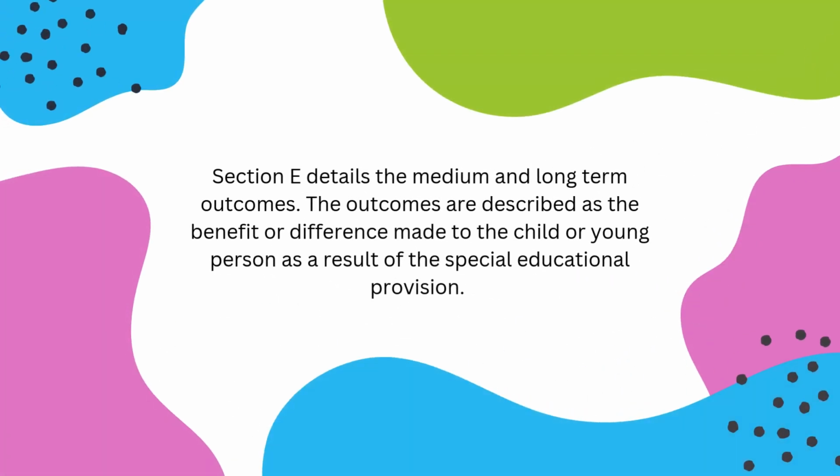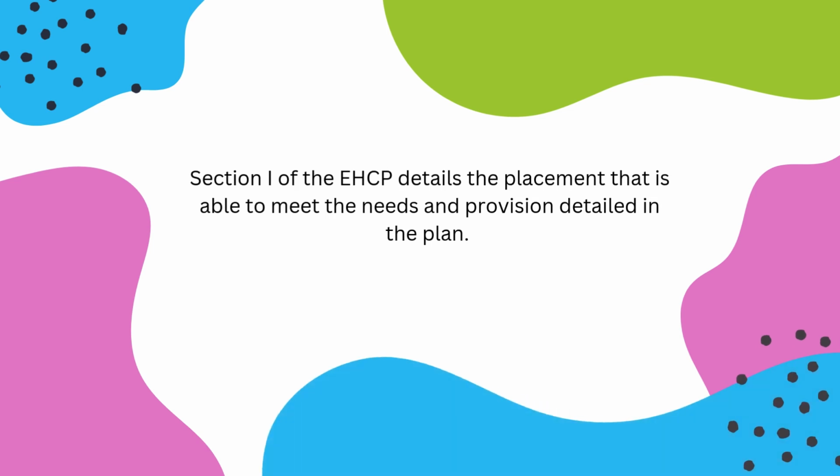Section E details the medium and long-term outcomes. The outcomes are described as the benefit or difference made to the child or young person as a result of the special educational provision. Section I of the EHCP details the placement that is able to meet the needs and provision detailed in the plan.